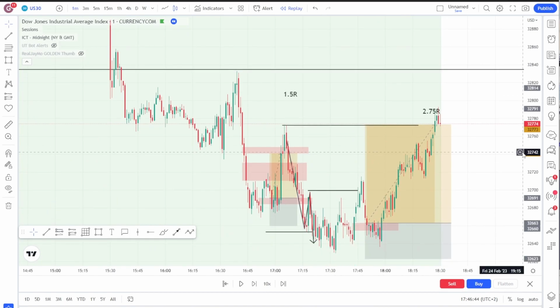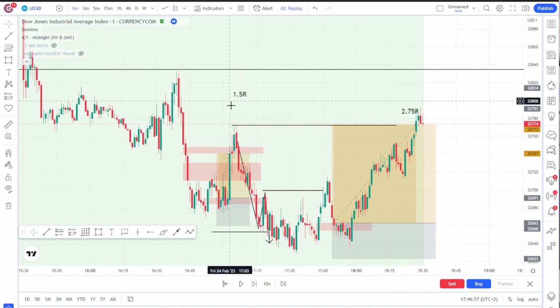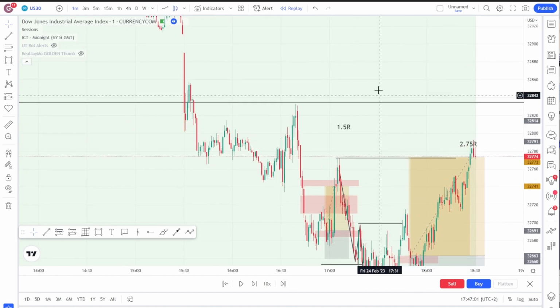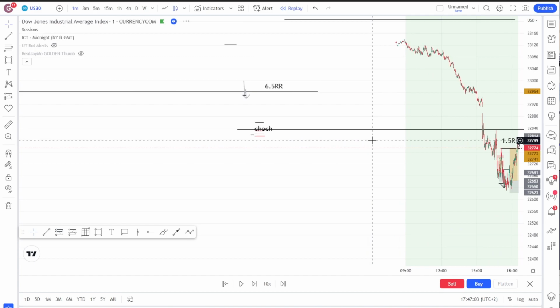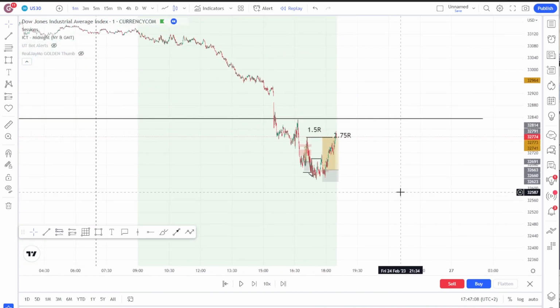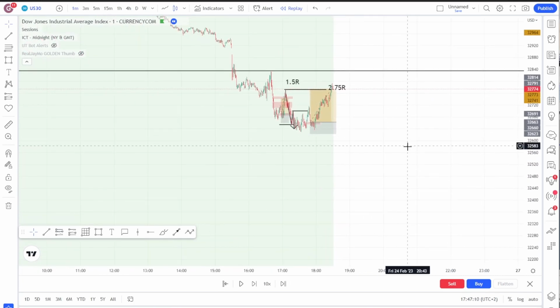What that means is it's the multiplication of what you've risked. So if you risk $100, here I would have made $275. Here I would have made $150. If I risk $1,000, $2,700, $1,500, and here $6,500. Okay, so that's it, guys.